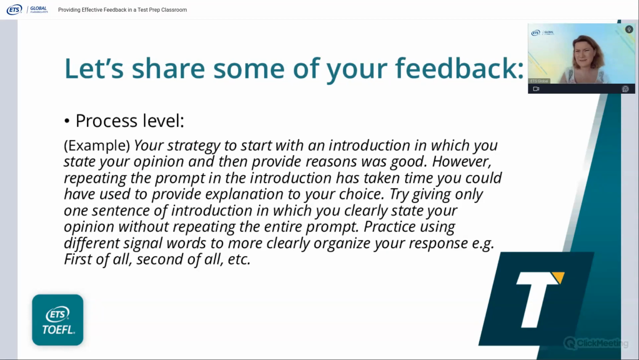On the process level, we could say something like this: For example, your strategy to start with an introduction in which you state your opinion and then provide reasons was good. However, repeating the prompt in the introduction has taken time you could have used to provide explanation to your choice. Try giving only one sentence of introduction in which you clearly state your opinion without repeating the entire prompt. Practice using different signal words to more clearly organize your response: first of all, second of all, and it appeared also in the chat in your suggestions. So again, here we give more specific strategies on how to approach such tasks in the future.